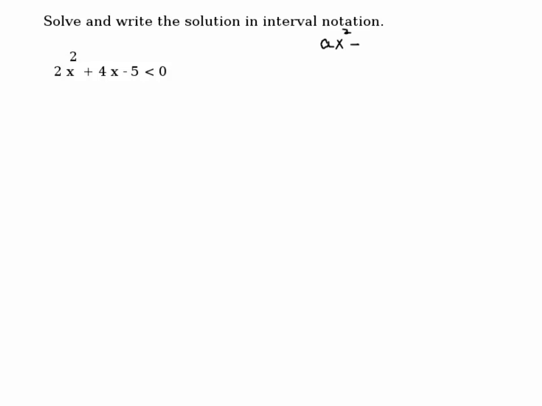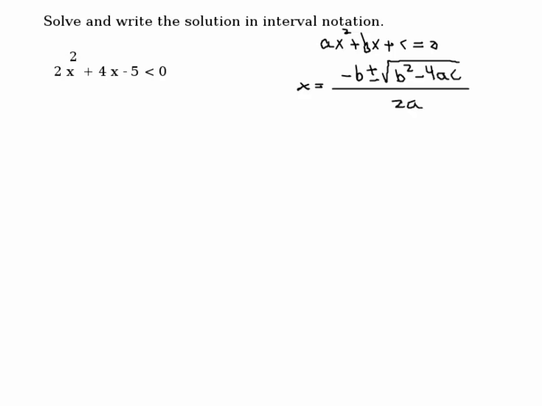ax squared plus bx plus c is equal to 0. So the quadratic formula gives us x is equal to minus b plus and minus square root of b squared minus 4ac divided by 2a. So in this case, your a is 2, your b is 4, and your c is minus 5. Let's substitute these numbers and find what we get for x.